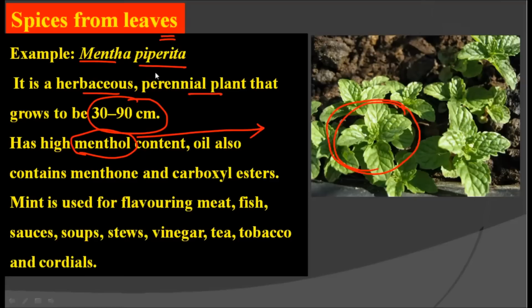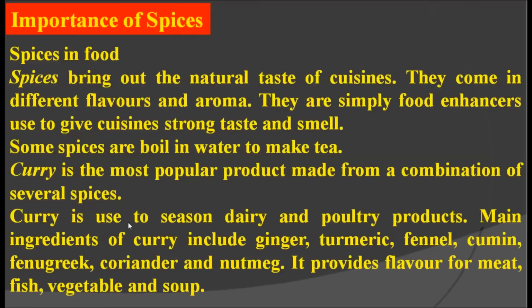This mint is used for flavoring meat, fish, sauces, soups, stews, vinegar, tea, tobacco, and cordials. So, for the spices from the leaves, we have the example of Mentha piperita, which has a greater content of menthol. This mint is used in flavoring meat, fish, sauces, soups, stews, vinegar, tea, tobacco, and cordials.